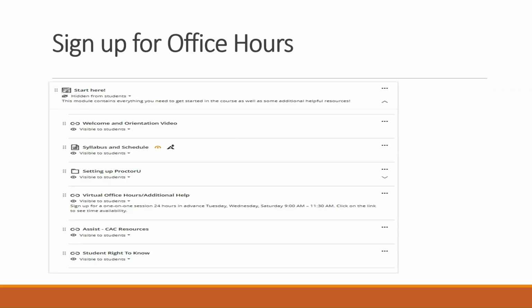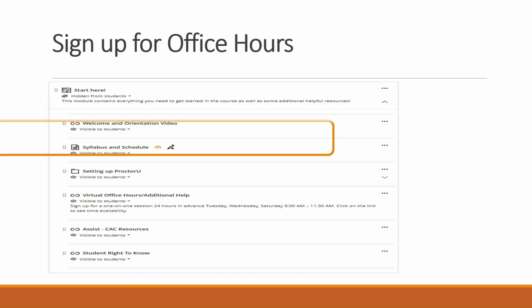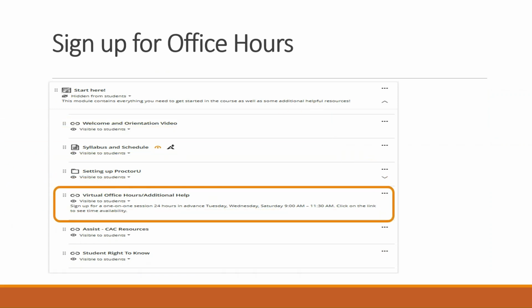In order to schedule, you would just go to Blackboard, log into your course. Here is the very first module. It's called Start Here. And you will note I have a direct link. So not just in the syllabus, but you can go here and click on this virtual office hours additional help. You just click there, the title, it'll take you to the scheduler.